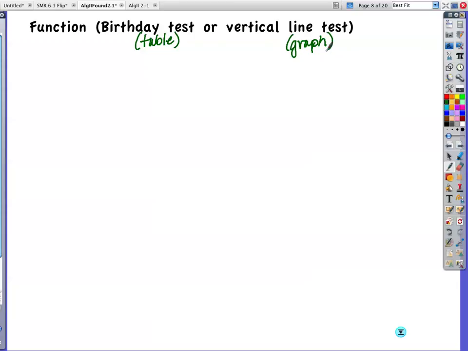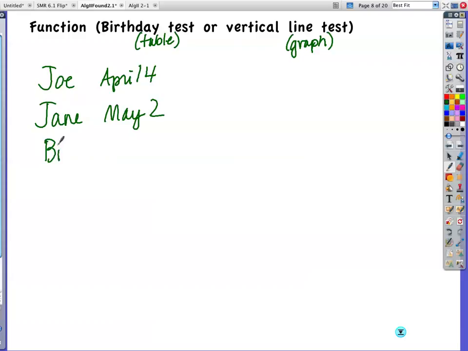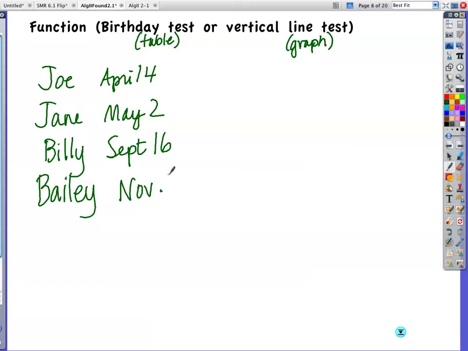All right, here's what happens. We could do this example in class, which would be perfect. We may still yet. Let's say Joe has his birthday on April 4th. Let's say Jane has her birthday on May 2nd. Billy has his birthday on September 16th. Bailey has her birthday on November 14th. Crazy enough, Sue has her birthday on May 2nd.